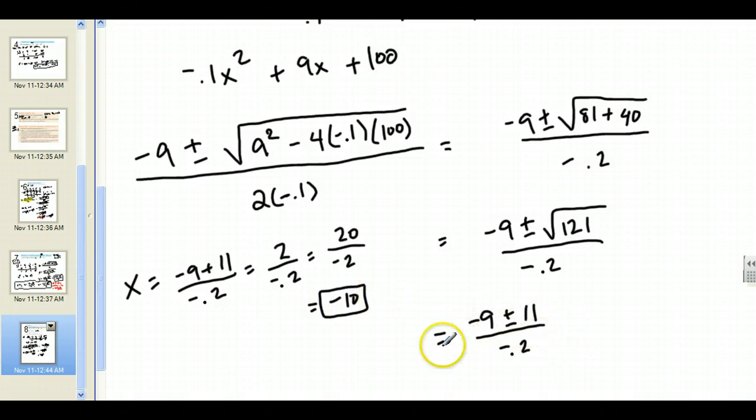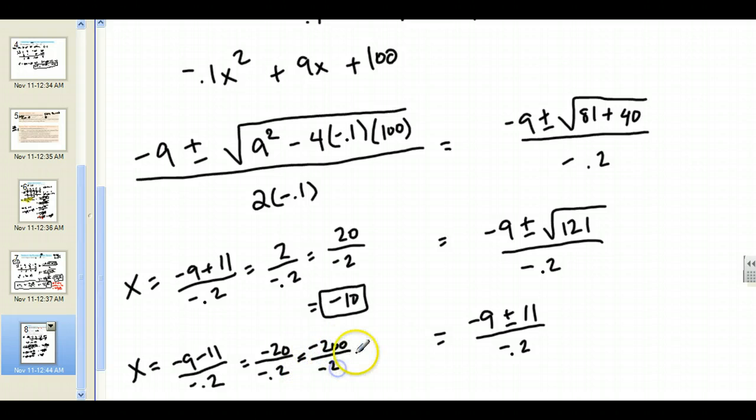Alright, and then another solution would be taking that, instead of a plus, doing a minus, so negative 9 minus 11 over negative 0.2. Negative 9 minus 11 is negative 20 over negative 0.2. Same thing as before, that's negative 200 over negative 2, which is 100.